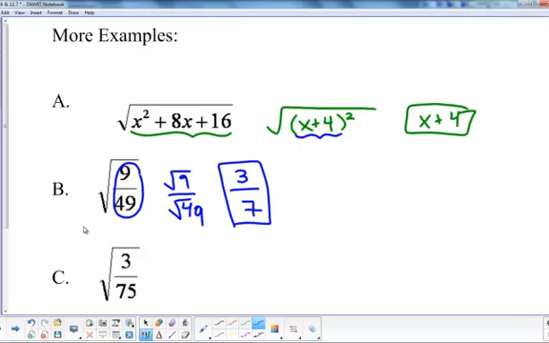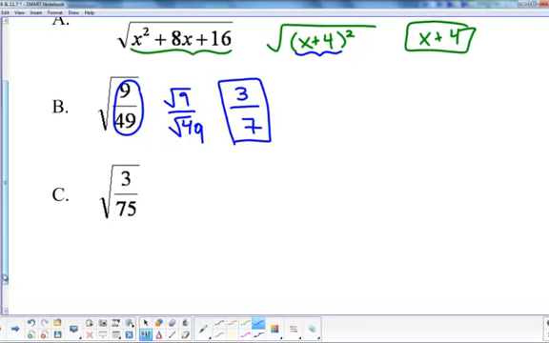And then 3 over 75 simplifies to 1 over 25. So we could simplify that right away. So that's the same exact thing as the square root of 1 over the square root of 25. So that's just going to be our 1/5.